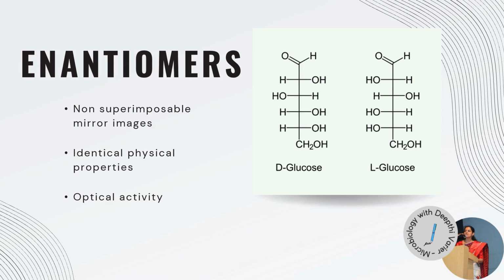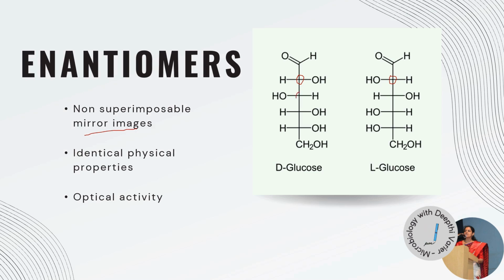Enantiomers are stereoisomers that are non-superimposable mirror images of each other. What does this mean? Let's break it down. Mirror images, because each and every group around every chiral carbon in this molecule has been flipped. As you can see between D and L glucose, at every single carbon the groups have been flipped. If you have H on the left side and OH on the right side, when you see L-glucose, it's exactly the opposite.